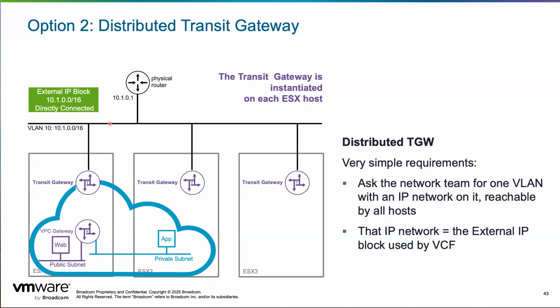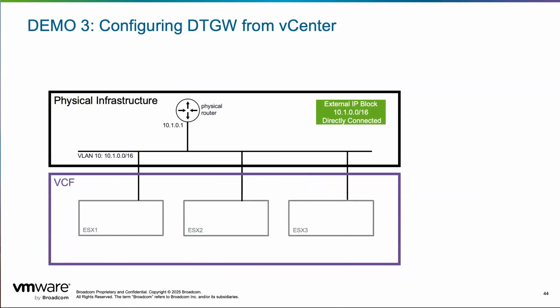So there is no need to use BGP and advertise subnets because, again, from the perspective of the physical infrastructure, this subnet is directly attached to this port. So there is very limited interaction between VCF and the physical infrastructure in terms of routing. It's very simple to configure. And actually, I'm going to show you as a third demo how this is made.